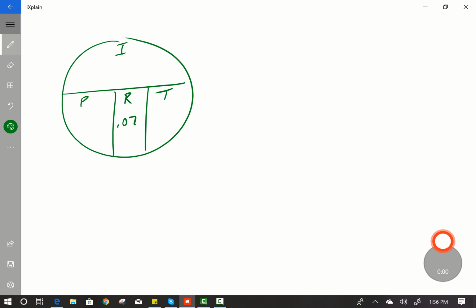Or you could convert that to months, which is 18 months over 12 months. I'm going to use years, which is 1.5. And I don't know what the principal is, but I do know that the interest is $200. Okay, principal is what I'm solving for. So principal is equal to interest divided by the rate times the time.